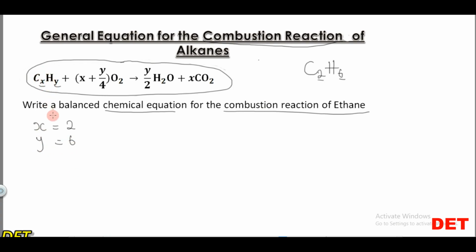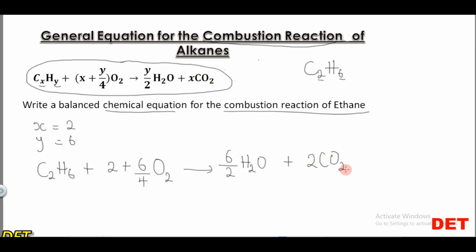So the equation is CxHy plus (x plus y over 4) O2 to give y over 2 H2O plus xCO2. With x equal to 2 and y equal to 6, that is C2H6 plus (2 plus 6 over 4) O2 to give 6 over 2 H2O plus 2CO2.